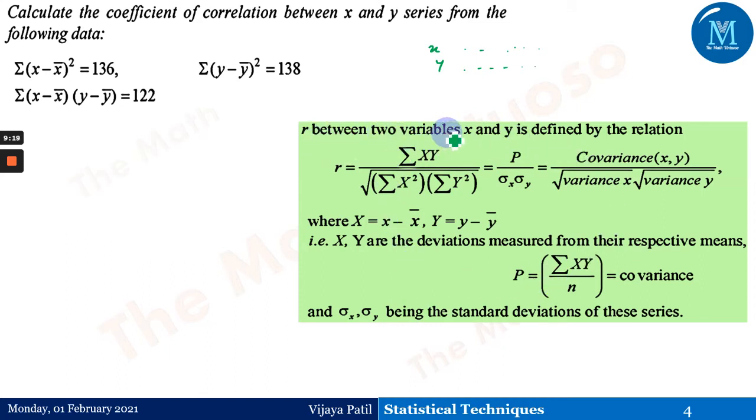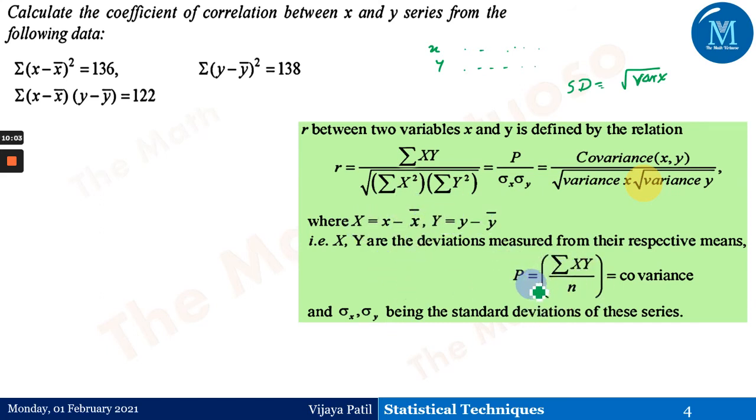R between two variables x and y is defined by the relation: small r is summation of xy upon the square root of summation x square into summation y square, which is equal to p upon sigma x sigma y. Now this p, summation of xy, is known as the covariance between x and y, divided by the square root of variance of x, that is the standard deviation, because we know that standard deviation is nothing but the square root of variance of x, right? So this is what has been written here. I just wanted to give you a glimpse of what sigma x is, what this p covariance is and all. Then again, this is what we have defined in the previous.